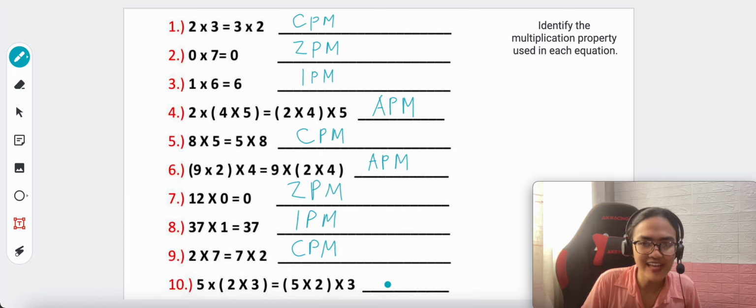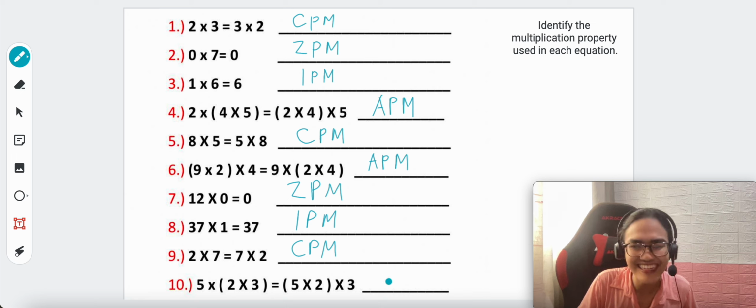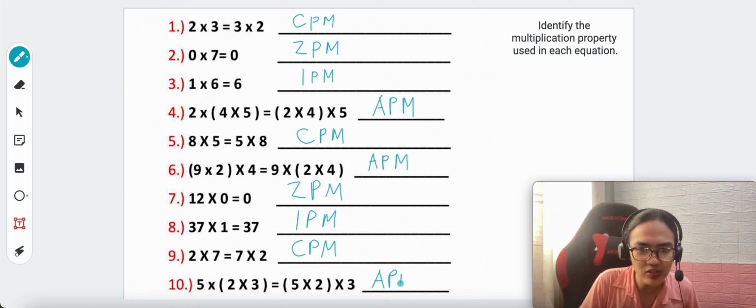And number 10, what's the answer? The answer is the associative property of multiplication, since we are dealing with groupings of the numbers, right? Like 5 times (2 times 3) is equal to (5 times 2) times 3. We will still get the same answer, which is 30.